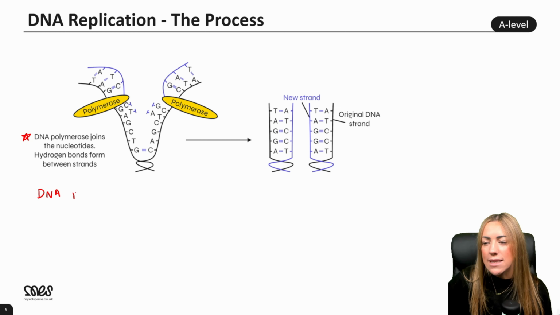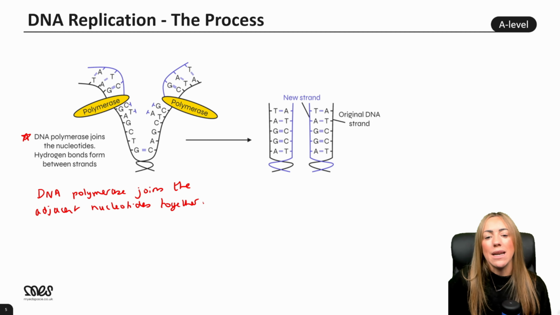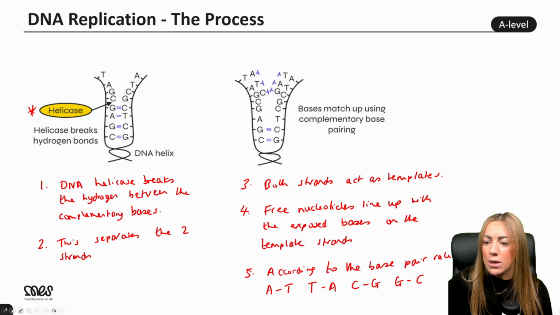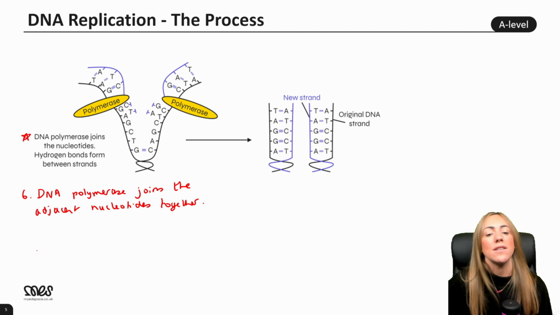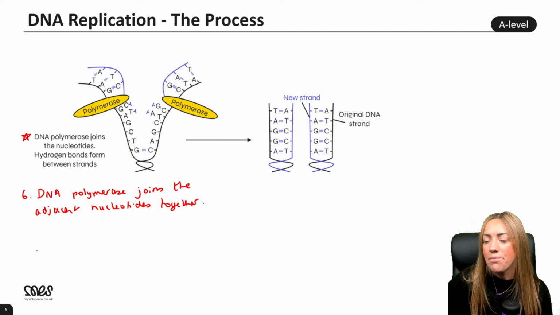So DNA polymerase joins, we quite often say the adjacent nucleotides together. You don't have to in an exam. You can just say DNA polymerase joins the nucleotides together. But what number are we up to? We're up to number 6. Trying to number it so you can get yourself a nice little set of notes.